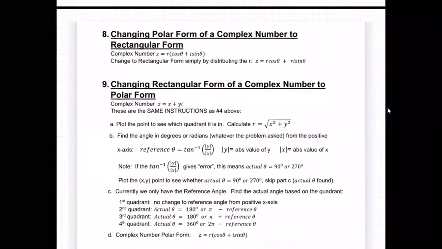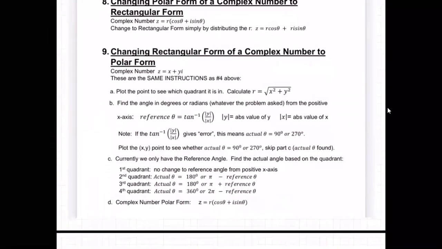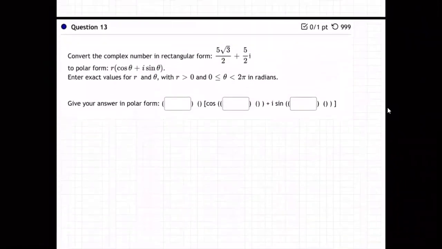Well, to change the rectangular form of a complex number to polar form, this is number 9 on the notes. These are the same instructions as number 4. But first off, you plot the point, calculate r, and then do the theta inverse tangent thing. Okay, so here we go.